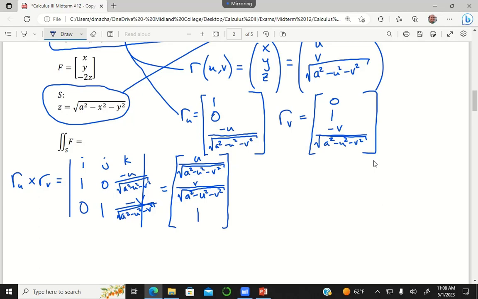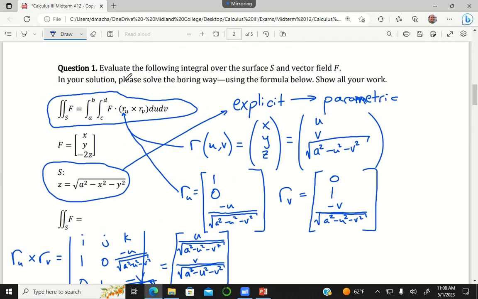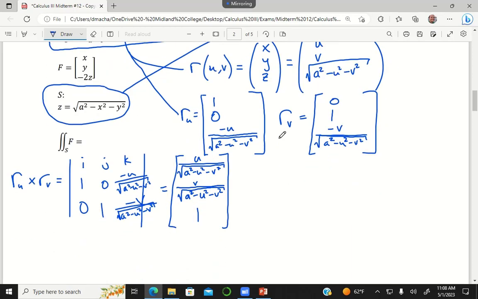Now I want to use this formula, and I've got the capital F dot product with the cross product, and my capital F vector field is in terms of x, y, and z, and so just real quick, let me rewrite that in terms of u and v. And so instead of x and y, it'll just be u and v. That's boring. The negative 2z, I can rewrite that as negative 2 times the square root of a squared minus u squared minus v squared.